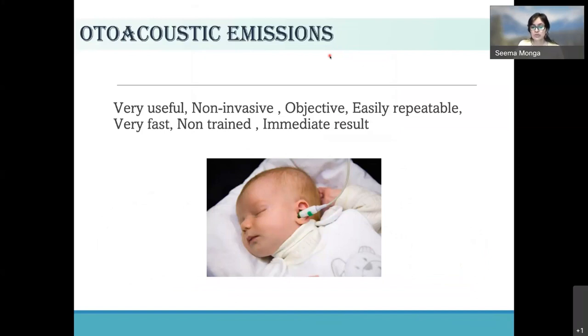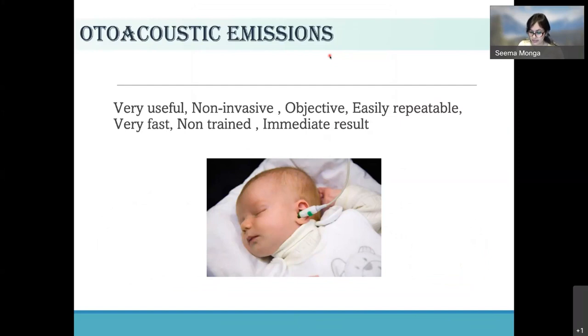Otoacoustic emission, as we all know, is a very useful, non-invasive, objective test because active participation from the child or the adult is not required. The child is in deep sleep, just lying down, and we are doing the test. It is very easily repeatable and very fast. Within 5 to 7 minutes, the result can be obtained.